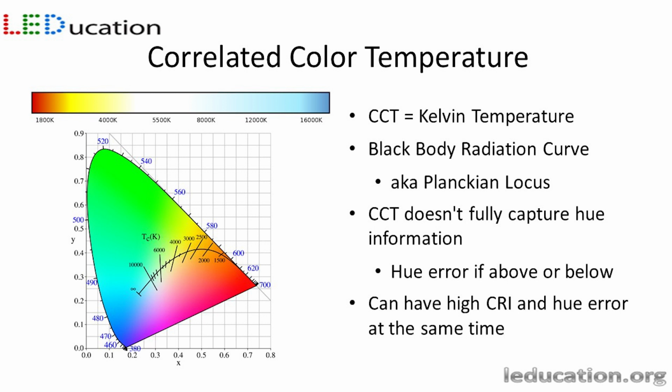Now, this here is a diagram showing a color chart, and on the color chart is a black body radiation curve. This is sometimes also called the Planckian locus. And what this does is this tells you if you heat up an object to a certain temperature, what color will it glow? So if you think about taking a chunk of iron, for example, and you start heating it up, well, eventually it starts glowing red.